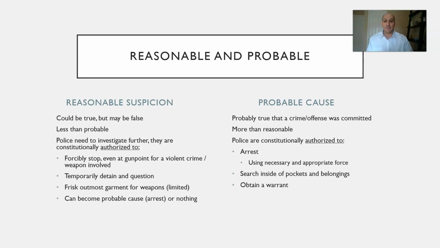All right, so they can search inside of pockets and belongings. They could also obtain a warrant. So a search is inside of pockets and their belongings. Frisk is outermost garment. That's the difference. They also need the necessary standard of proof to obtain a warrant.